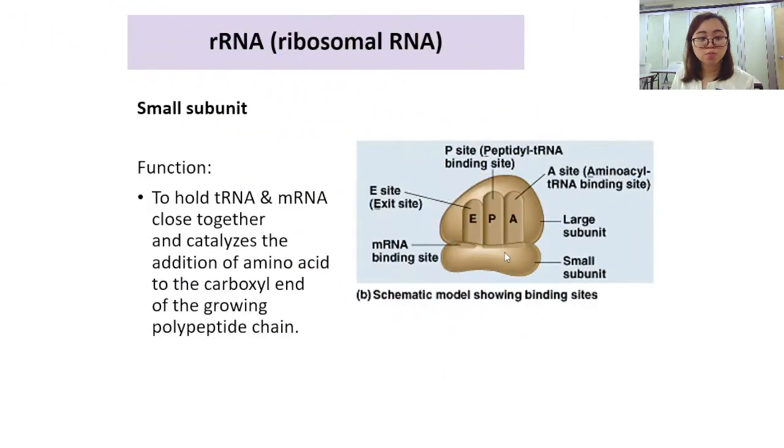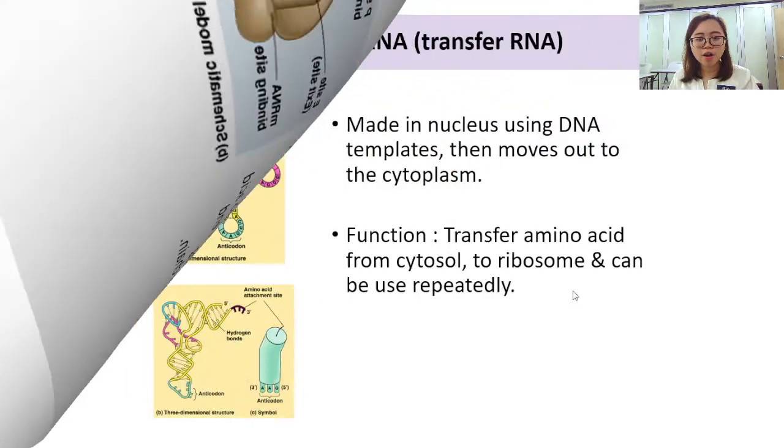Let us look at the small subunit. Small subunit, the part under here, the function of the small subunit is to hold tRNA and mRNA close together and catalyzes the addition of amino acid to the carboxyl end of the growing polypeptide chain. So, kerja dia adalah membantu. Membantu kasih dekat tRNA dengan mRNA dan juga membantu penambahan amino acid kepada carboxyl end. Okay, so that is it for our RNA.